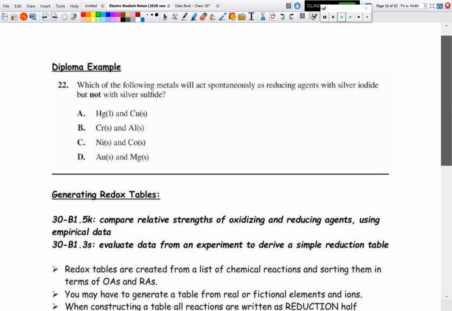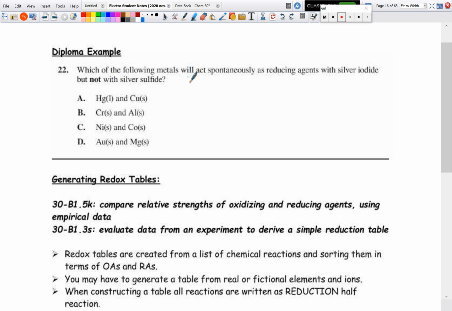And of course, this ties into a little diploma example we have right here. Which of the following metals will act spontaneously as a reducing agent with silver iodide, but not with silver sulfide? All right, so we know that silver iodide is AgI, so basically what we have right here is the silver ion and this iodide ion. Of course, silver sulfide is going to be Ag2S. In order to answer this one, you are using our data booklet.